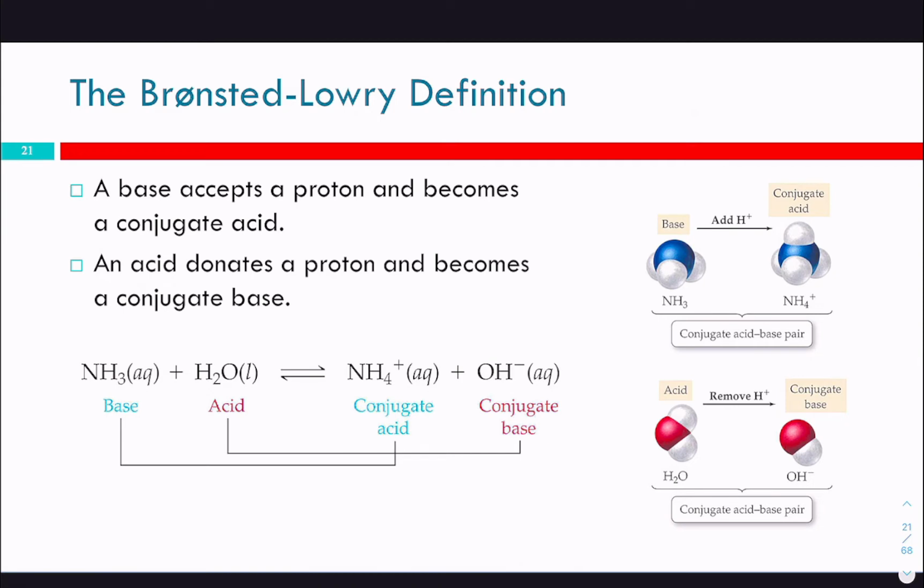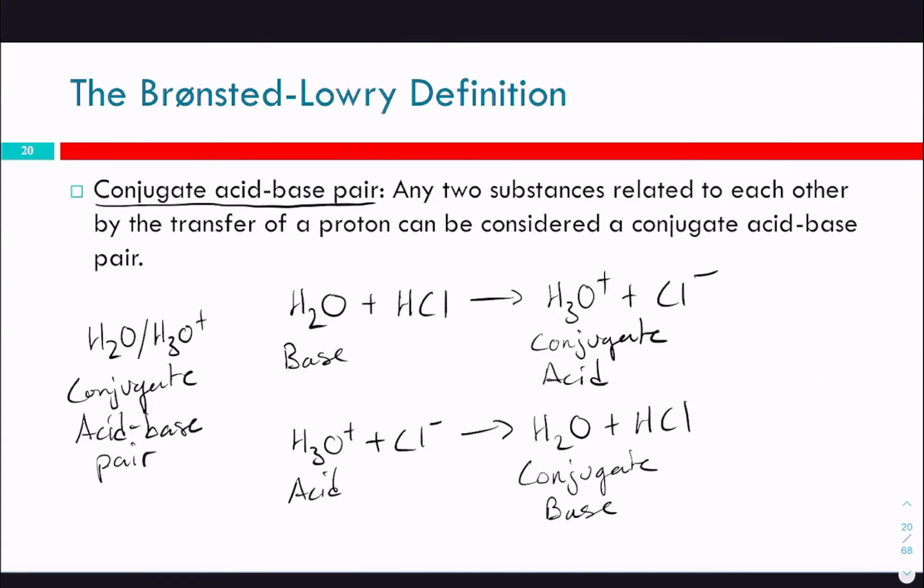So our base accepts a proton, becomes the conjugate acid. That's why it's always the product. Or an acid donates a proton and becomes a conjugate base. So actually, we could have written this on this example here as well, that HCl is an acid. So Cl minus, or chloride, is the conjugate base of hydrochloric acid.